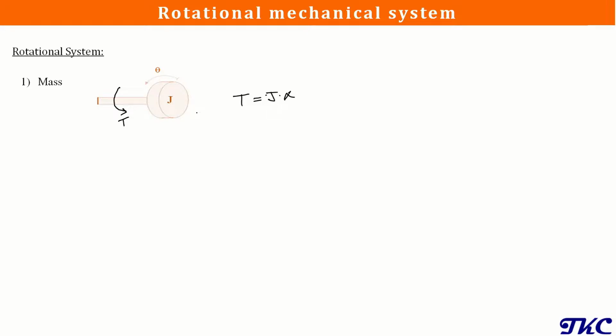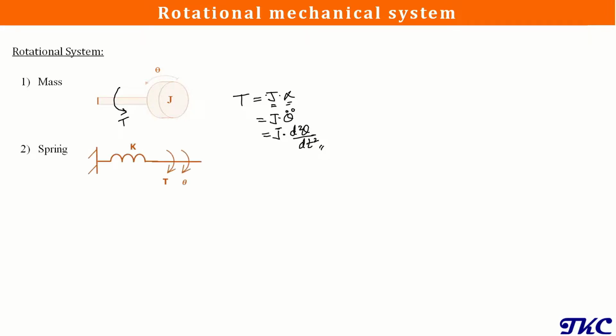Here J is the moment of inertia, since it is a rotating object, and alpha is the angular acceleration. We can write it as J into theta double dot, or J into d square theta by dt square. In this way we can represent the torque contribution. When we have a rotational system, we always focus on the torque contribution of each element.